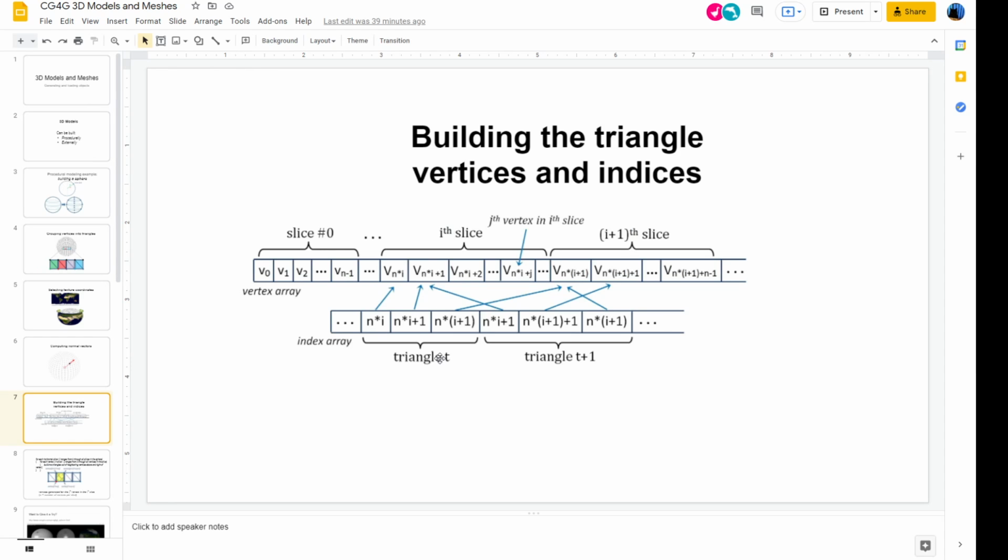You can come up with an algorithm that will create the indices according to the number of slices and the number of segments that you carve things into. So you can, after the fact, generate the index list to generate your triangles. This is a common technique also. Generate all the vertices and then go back and figure out from there what the indices are.